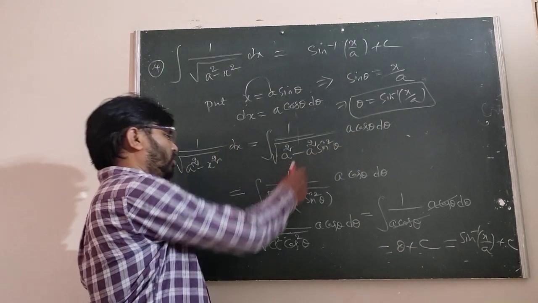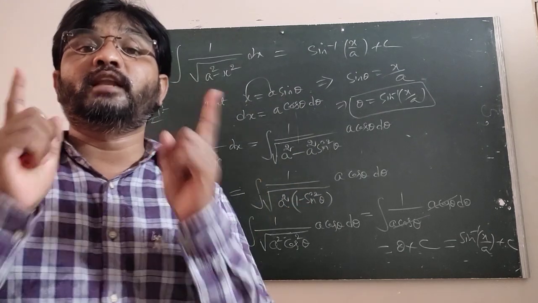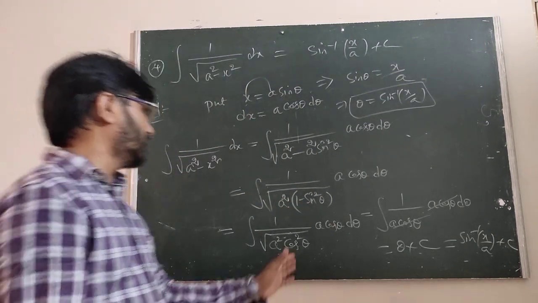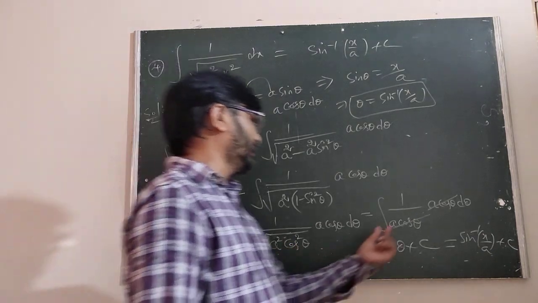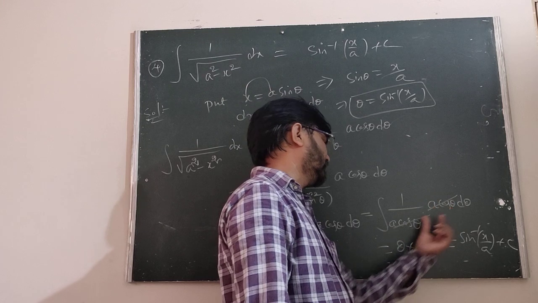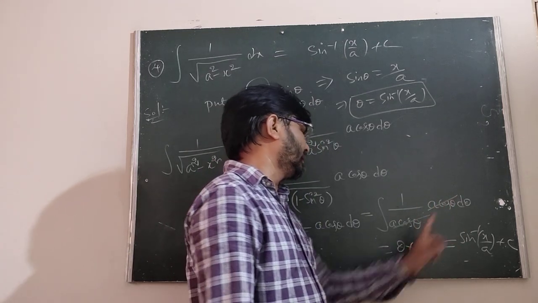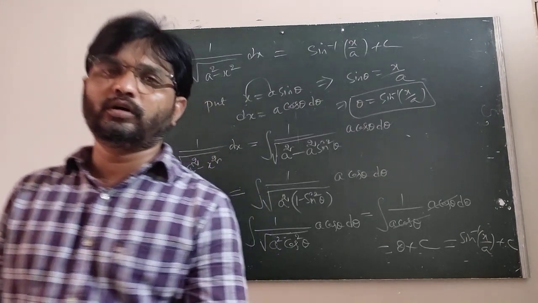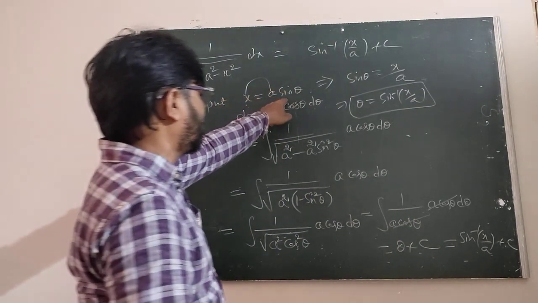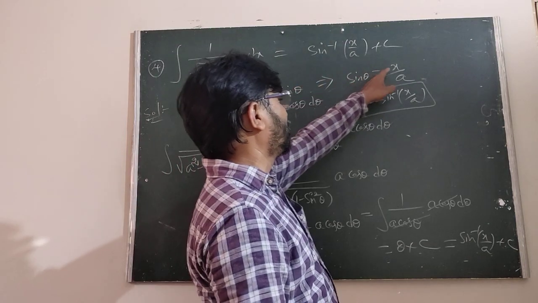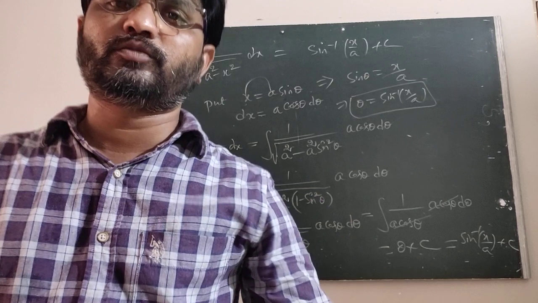Therefore, we are taking the common a square out. This is 1 minus sin square theta. 1 minus sin square theta is cos square theta. Now these two are cancelled. Now we are getting a cos theta, this is also a cos theta. These two are cancelled. 1 into d theta gives theta. Therefore, here we are taking x equal to a sin theta, therefore sin theta equals x by a, and theta equals sin inverse of x by a.